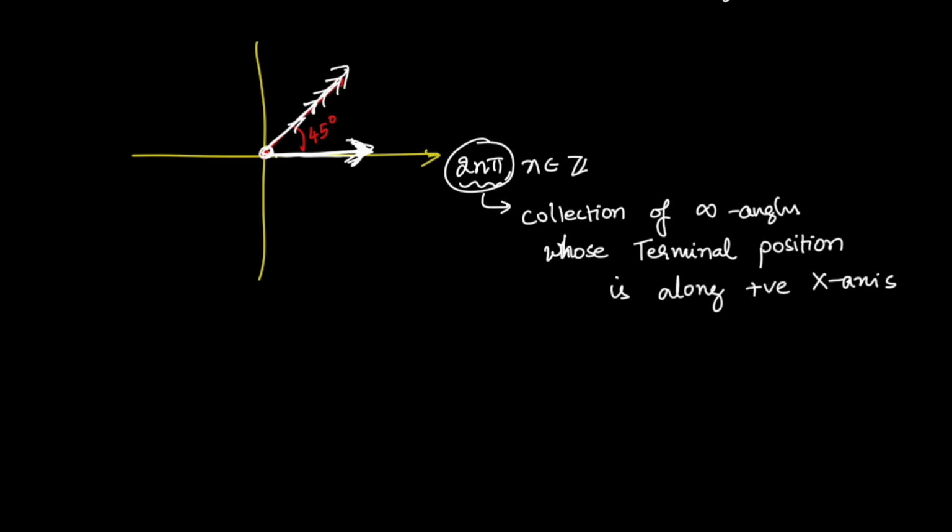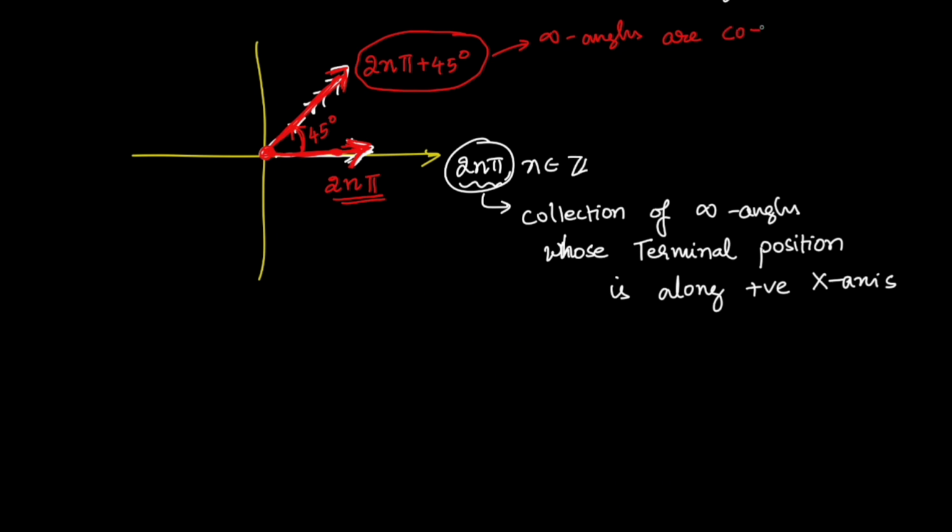So all the angles for which this would be the terminal position: 2n pi, right? Even multiple of pi. Once I reach here, from there extra 45 degrees in anti-clockwise direction I can move to reach this terminal position. So this is 2n pi plus 45 degrees. 2n pi plus 45 degrees is basically a collection of infinite angles, right? What is the specialty of these infinite angles? All these infinite angles are coterminal to 45 degrees, meaning terminal position same as that of 45 degrees.